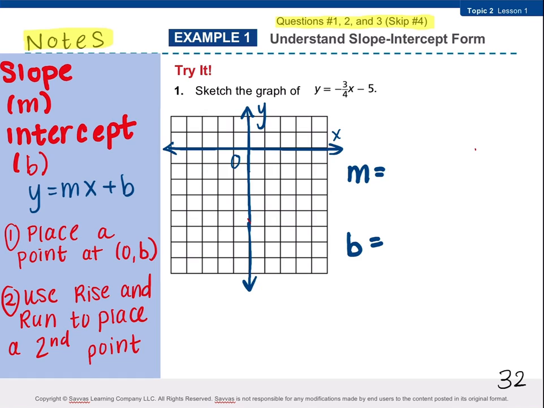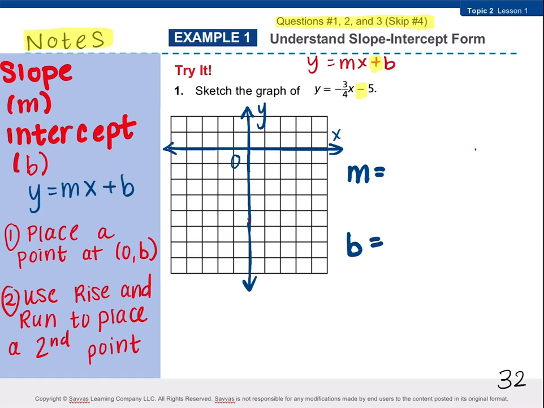And so our first question says, sketch the graph of y equals negative 3/4 times x minus 5. So that equation is in my slope-intercept form, which is y equals mx plus b. We're going to write that a lot to remind ourselves. And you might notice first that the format says plus b, but this example is minus 5. And so that would confuse me.